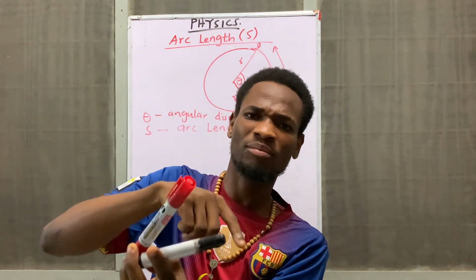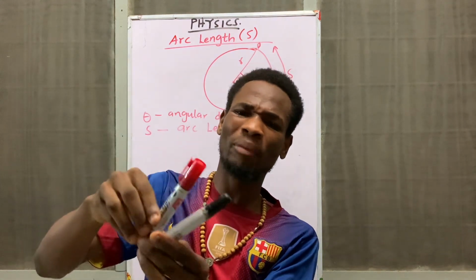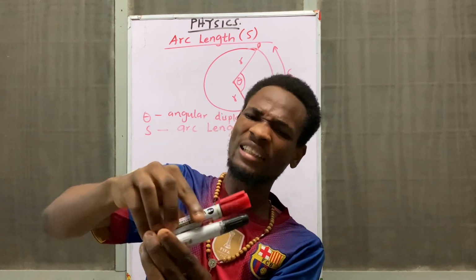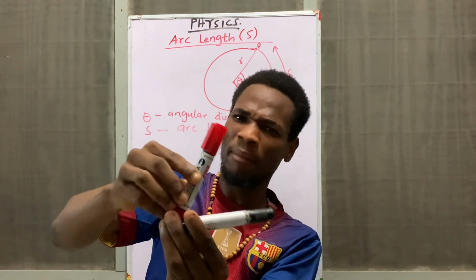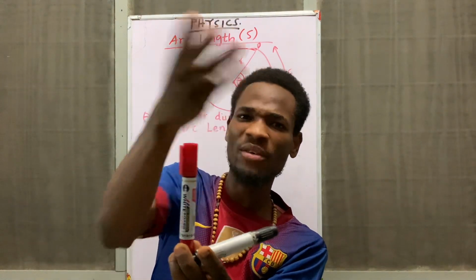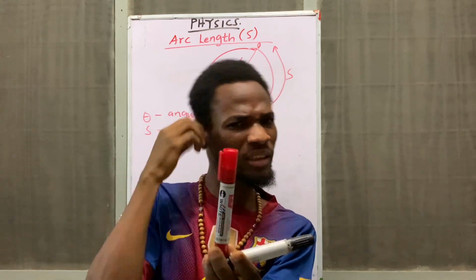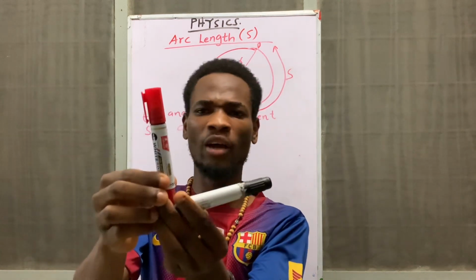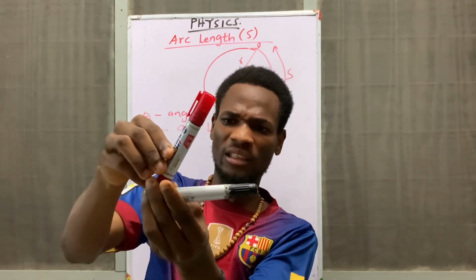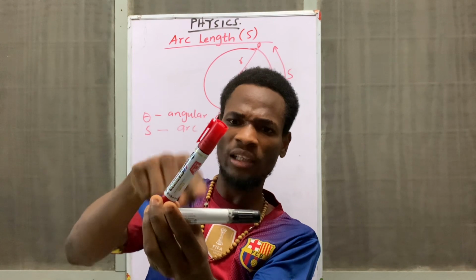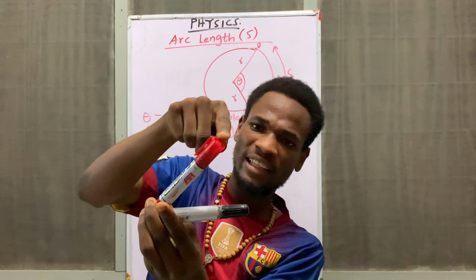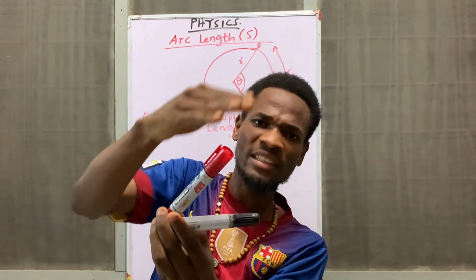Is my arc length. So now what happens if I extend the arc length or the distance? You realize that as I extend or open up the markers, what is happening to the size of the angle? The size of the angle keeps increasing. And what happens when I close up these markers? When I close up the markers, you realize that the angular displacement here becomes so small. And as the angle becomes small, the distance between the two markers also keeps decreasing.